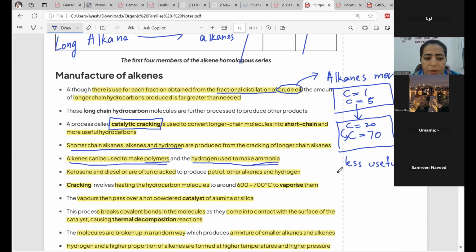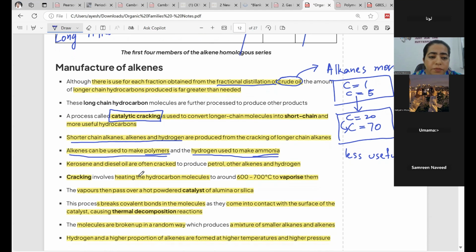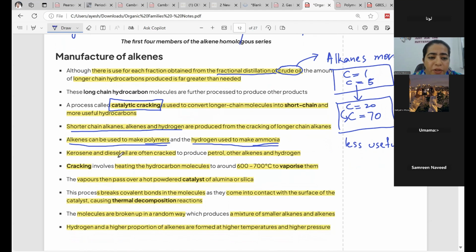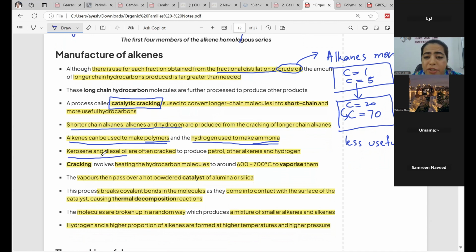No, miss. Okay. So, for example, let's say we have kerosene and diesel oil. They are large alkanes and they are not much useful. So we can crack them, break them, and we can get petrol, small alkane. We can get alkene or maybe hydrogen as well. Alkenes are used to make polymer. Hydrogen is used to make ammonia. So all the product will be now more useful.